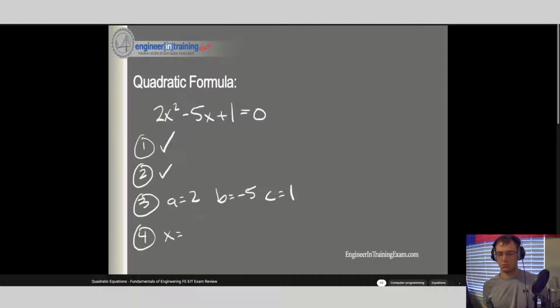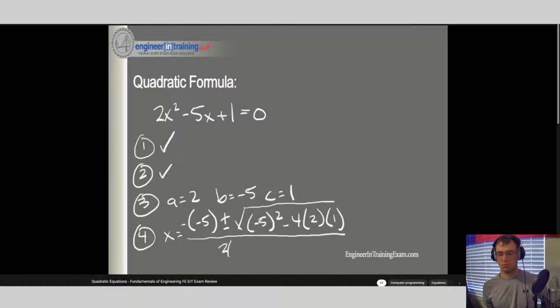So in this instance, we're going to go minus of -5 plus or minus the square root of -5 squared minus 4 times 2 times 1, and that's all over 2 times 2. So let's move up here.